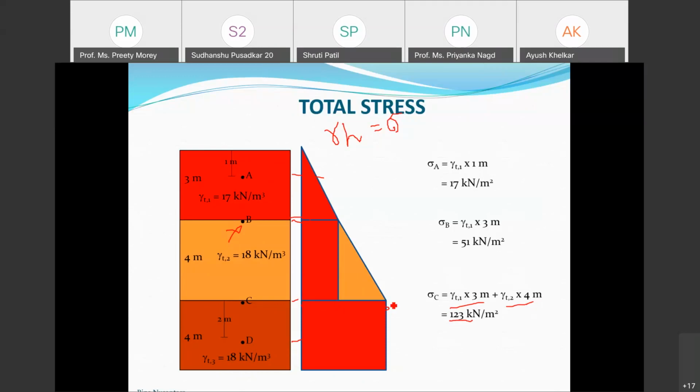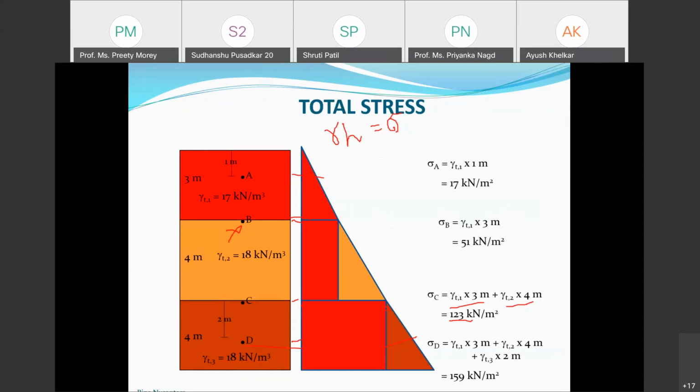Now this pressure 123 will remain there on the soil below these 7 meters, and the additional pressure at point D will be noted here by 2 into 18, 36. So that much I can find out. So likewise, this distribution will be calculated. Now here there is no water, so there is no pore water pressure inside the soil. This soil is dry. As long as the soil is dry, we will get the total stress.